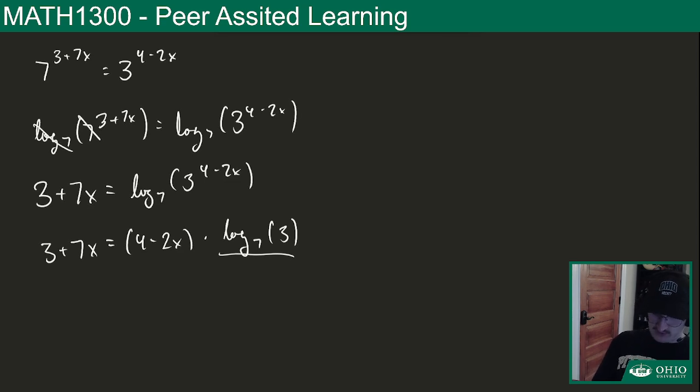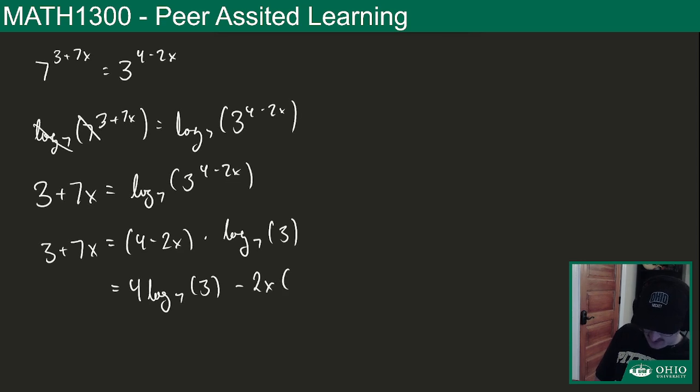So the first thing I'm going to do is distribute this value, log base 7 of 3, into 4 minus 2x. So this is going to get me 4 times log 7 of 3 minus 2x times log 7 of 3.